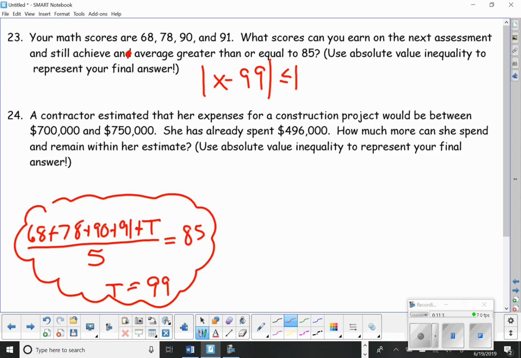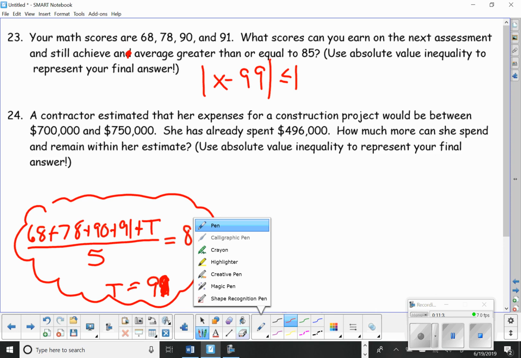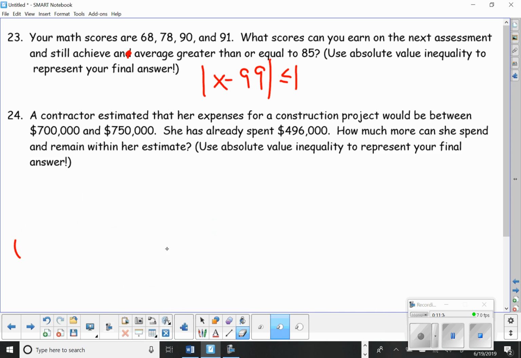Okay, you got to figure out what was this last test score. Actually, this last test score I believe was a 99, and that's the center. Now, give myself room down here for this next one. A contractor estimated that her expenses for a construction project would be between $700,000 and $750,000.